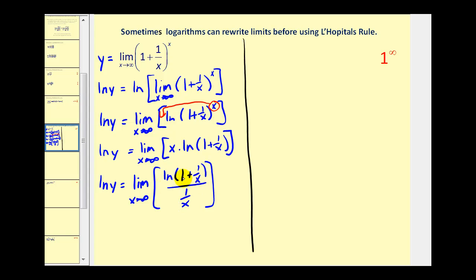Before we find these derivatives, let's just remember that 1 over x is equal to x to the power of negative 1. So looking at the numerator, we'll have to apply the chain rule here where u is equal to 1 + 1/x. So the derivative of ln u is 1 over u times u prime, or 1 over (1 + 1/x) times u prime. Well, the derivative of 1 is 0. The derivative of 1 over x, which remember is x to the power of negative 1, would be negative 1 times x to the negative 2.